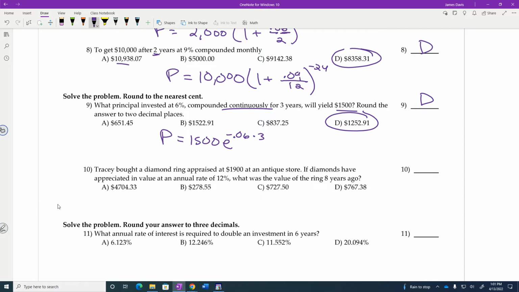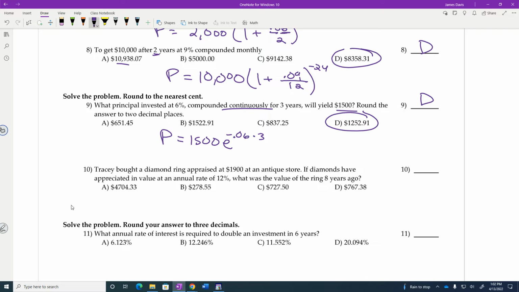All right, and last one, that's the last of the easy ones. Tracy bought a diamond ring appraised at $1,900 at an antique store. The diamonds have appreciated in value at an annual rate of 12%. What was the value of the ring 8 years ago? So we're going backwards. We want to know the present value.